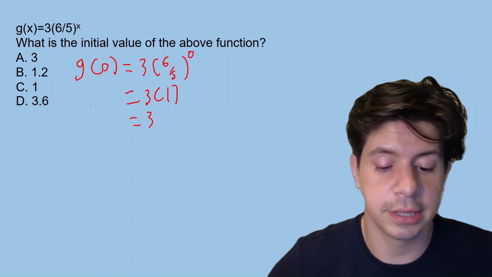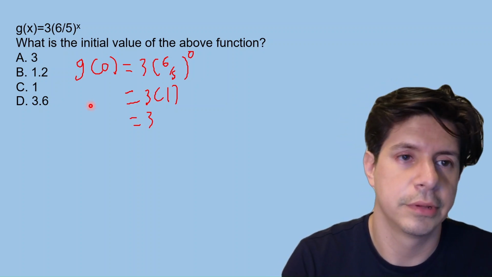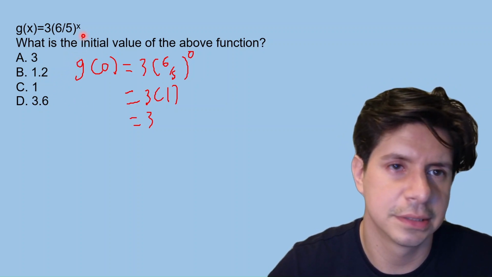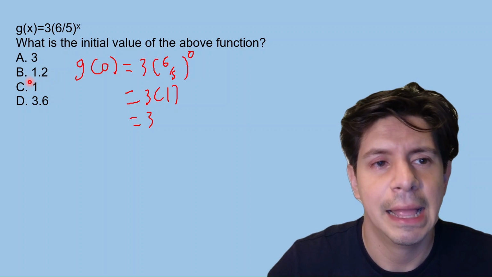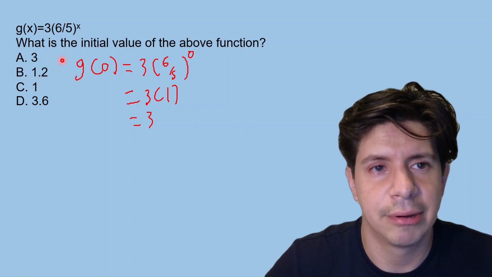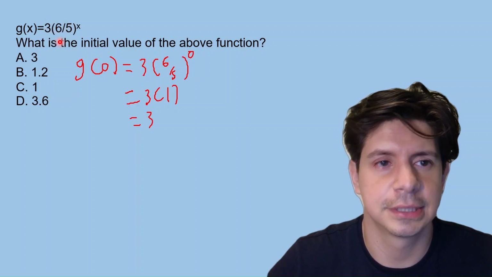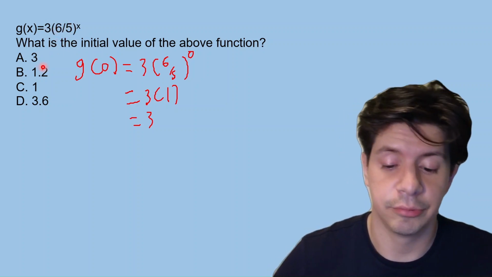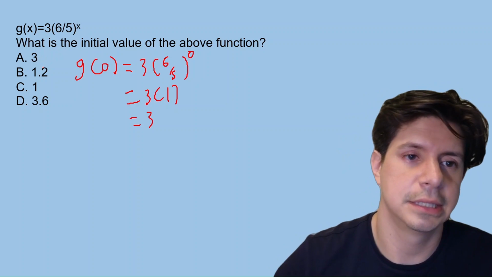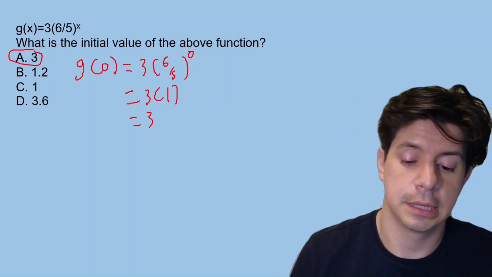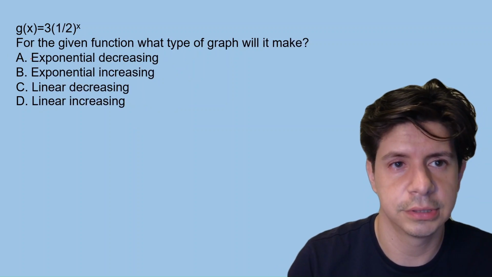So we look at the other answer choices. We have 1, which doesn't work, it would have to be when x is some sort of negative value. B is 1.2, that would happen if we had no 3 and it was just focused on the 6/5. A is the one we got, so that's good, and D is when x is 1. Okay, now let's go to the next question.